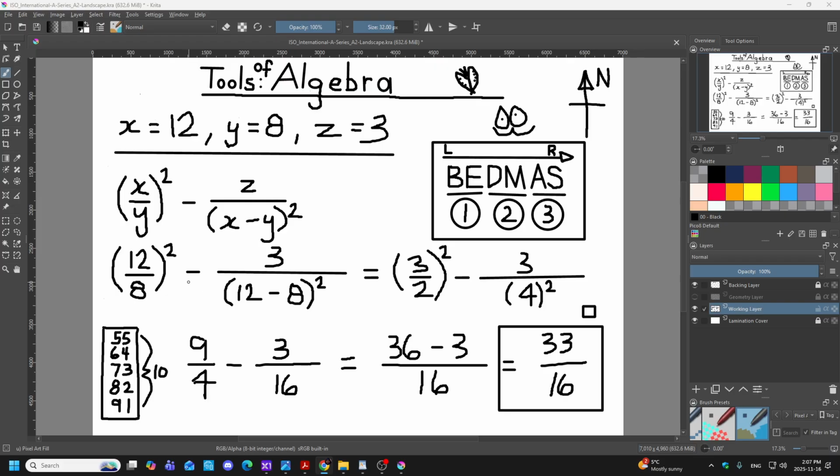Let me double check the work here. Okay. So I reduced, which why not? You can, right? I ended up with 3 halves. Yeah, 3 halves. That's still squared. 3 times 3 is 9. 4 times 4. Okay, that's unchanged. 12 take away 8 is 4. That's squared, which is 16. Everything seems fine. So 36 take away 3 and all over 16. All right. Let's do another.